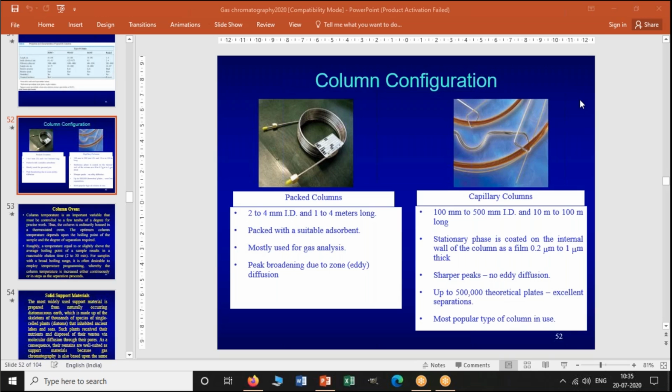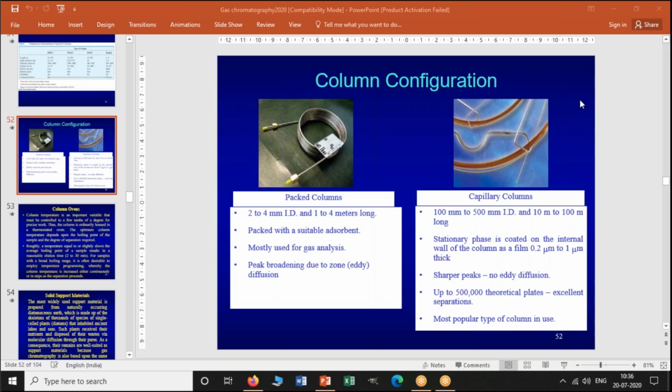We have basically two types, that's packed columns and capillary columns or open tubular columns. We have seen packed columns are the ones that are used in GSC and it can also be used in GLC. But GLC nowadays sees more usage of the open tubular columns. Open tubular columns again were of different types. Fused silica open tubular columns, wall coated open tubular columns, support coated open tubular columns. These were different types of columns under the capillary columns.